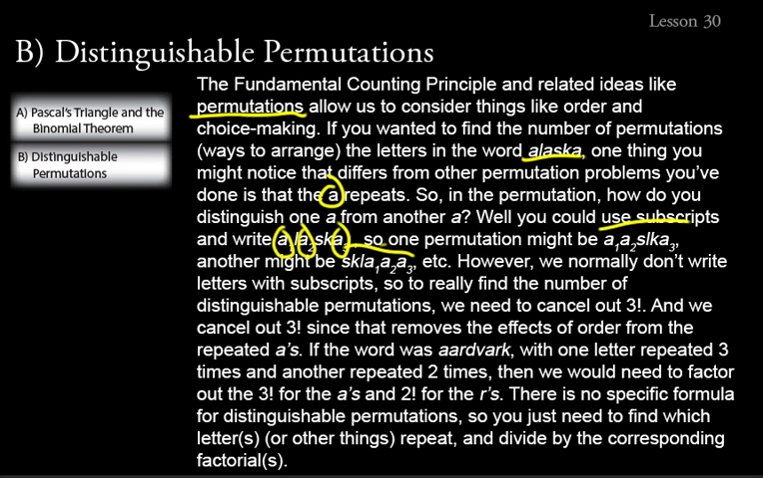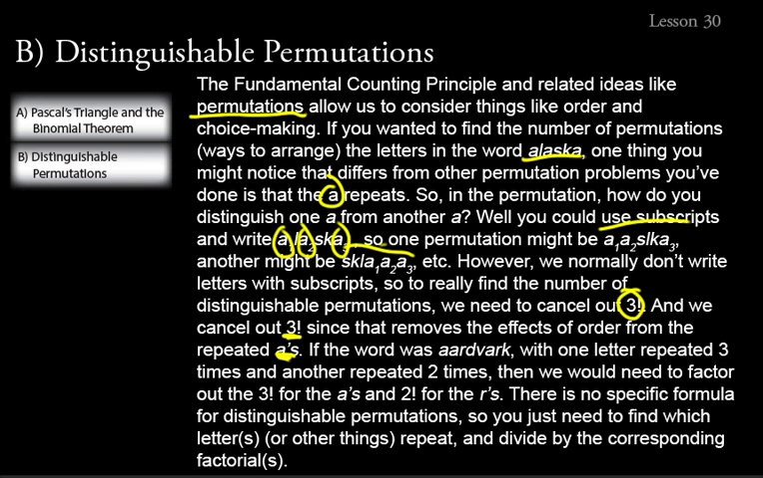So to really find the number of distinguishable permutations, the ones that are truly different from each other, we need to cancel out 3 factorial. That's not an emotional 3 saying we need to cancel out 3. No, we need to cancel out 3 factorial. You can be emotional about it if you want to, but that's not the point. We cancel out 3 factorial since that removes the effects of order from the repeated A's. So that's why we're doing that.